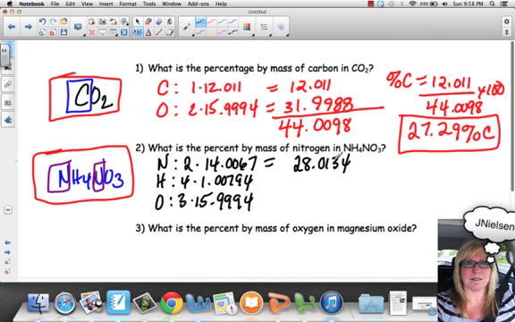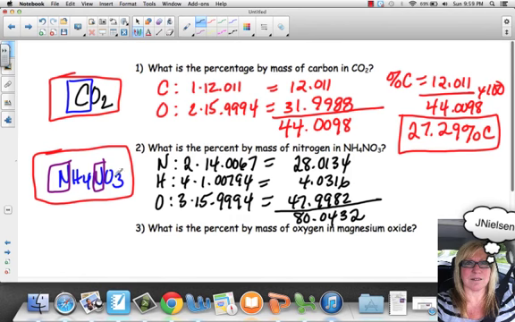28.0134 and then 4 times 1.00794 is going to give us 4.0316, and 47.9982 for the oxygen. And when I get the sum of that, I get 80.0432.